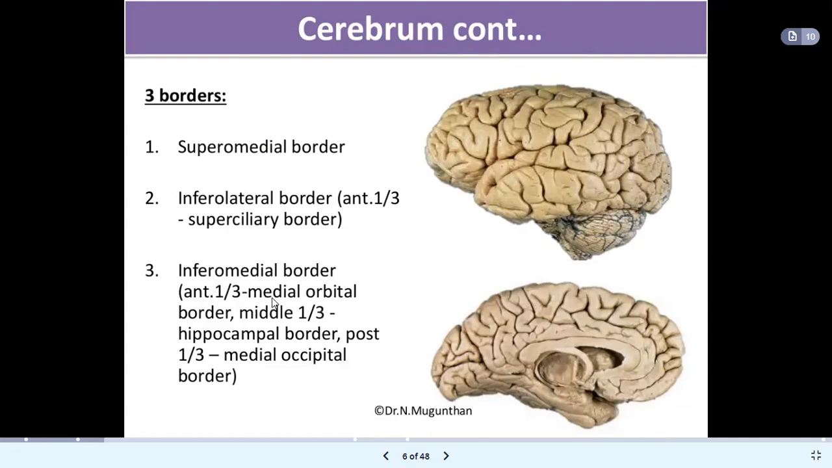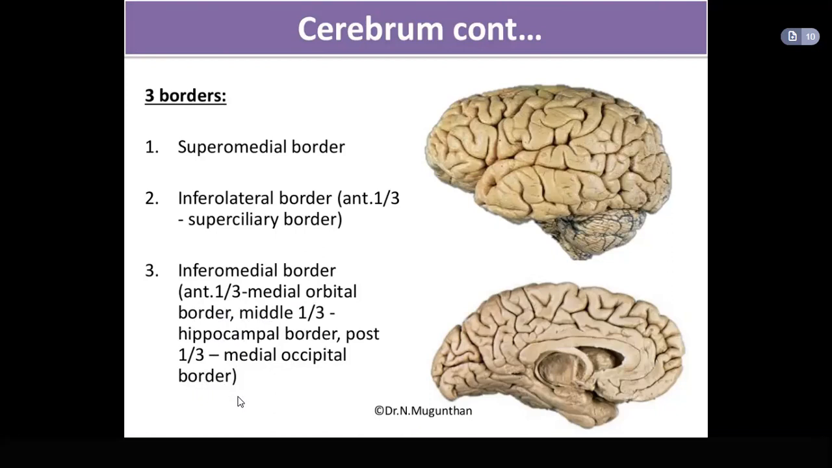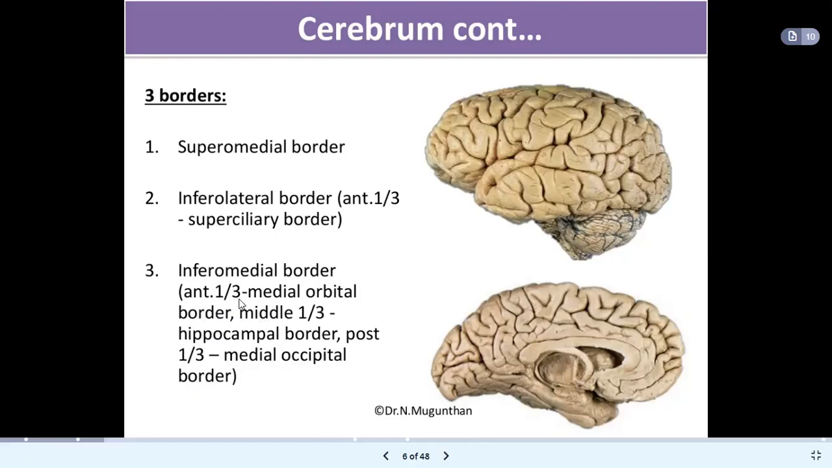This all you will understand once we are done with the inferior surface sulci gyri. You will understand these terms. You can revise the lecture going back, and you can just read this point: inferomedial border is formed by anterior 1/3 of the medial orbital border, middle 1/3 of the hippocampal border, and posterior 1/3 of the medial occipital border.